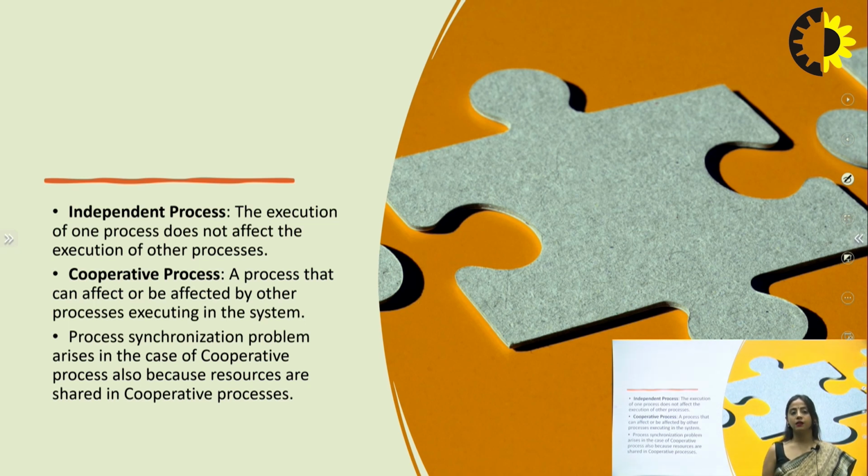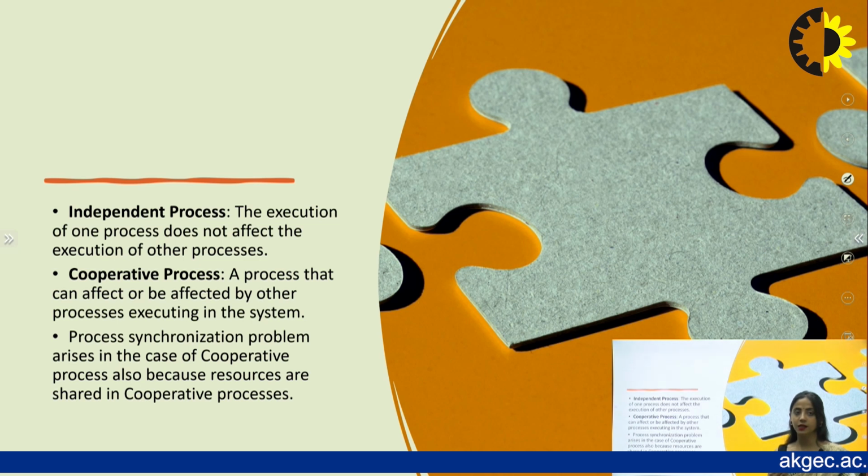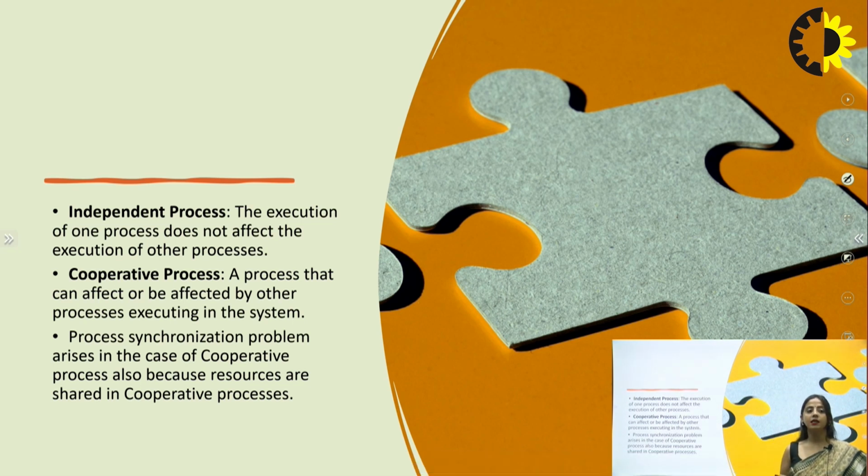When an independent process is taking place, the execution of one process will not affect or get affected by the execution of another process. But in the case of a cooperative process, a process can affect and be affected by other processes executing in the system. The execution of one process will affect the execution of the other. Since the resources are shared in cooperative processes, the process synchronization problem arises.